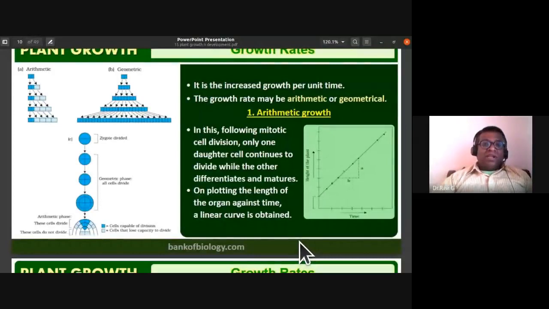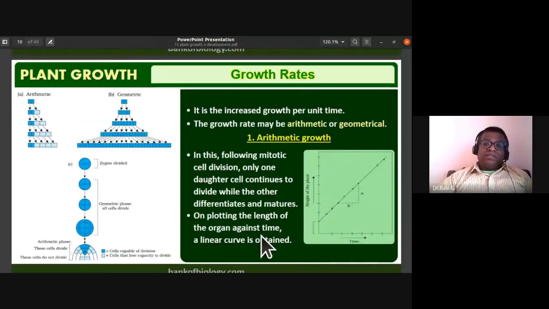So next we are going to study the growth rates. It is the increased growth per unit time. What is growth rate? The increased growth per unit time. The growth rate may be arithmetic or geometrical. So some of them have arithmetic growth, some of them have geometrical growth.